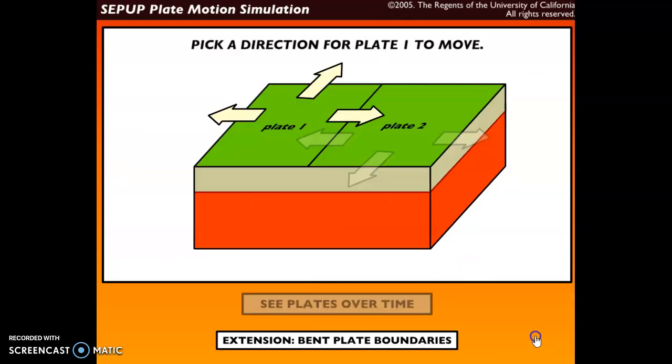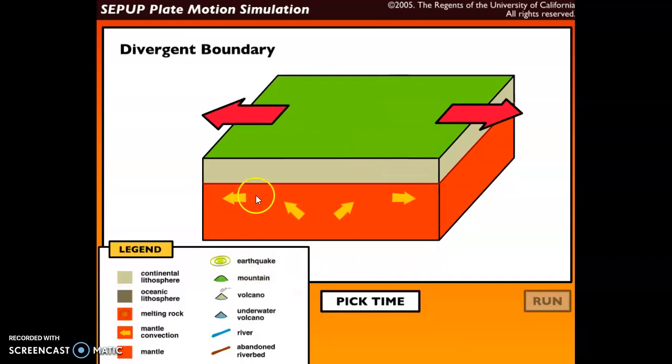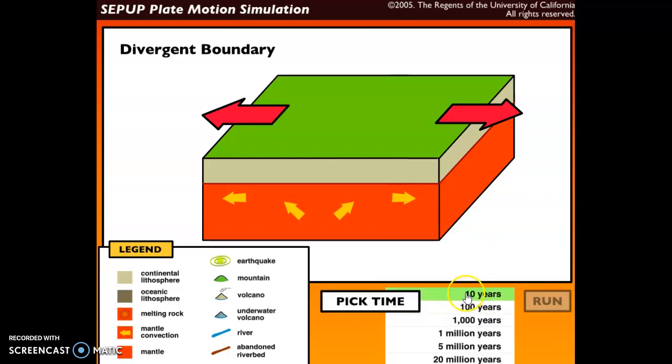All right, let's go back to the beginning and check out divergent plate boundaries. Again, this does make a difference depending on whether you're in the ocean or on continental land, or what two plates are interacting. Here, the light color is continental crust or continental lithosphere, which is going to be different than if two oceanic plates collide or divide.